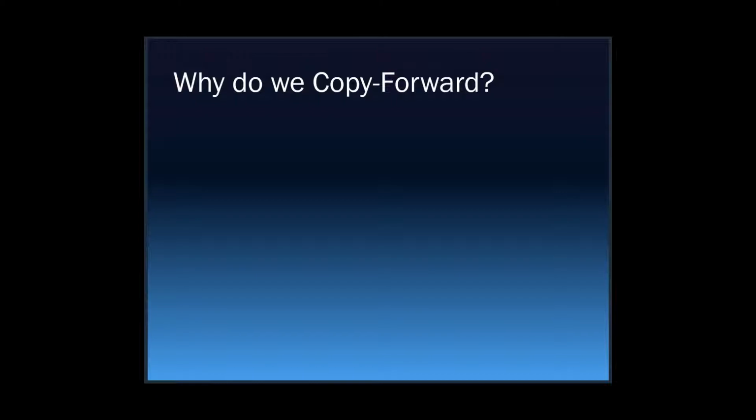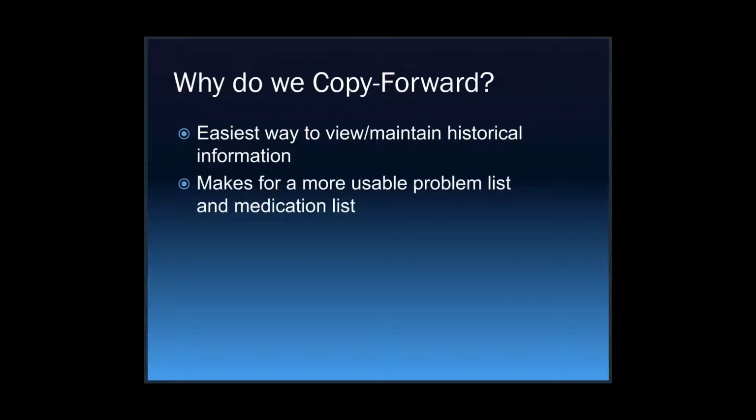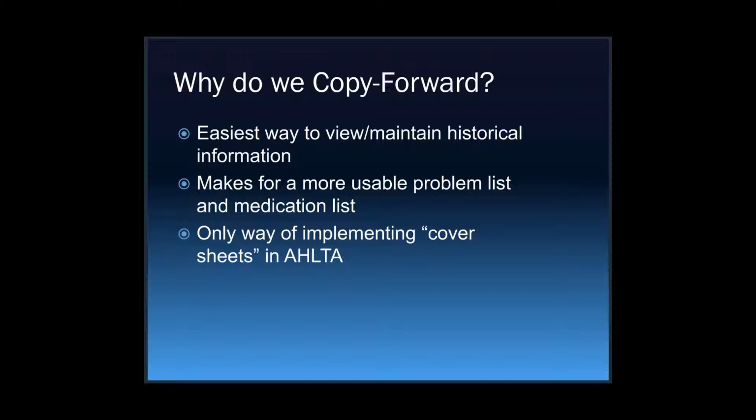Now, why do we copy forward information? Well, there's a couple of different reasons. First off, it's the easiest way that we have of viewing and maintaining this historical information about the patient. We can update and edit some of this information in the patient's problem list, but that's never been very easy or time efficient to maintain, which is why we started maintaining our own lists of these on the TSWF AIM forms. Also, for some things like the problem list and the medication list, it's just a much more usable way of maintaining those. And then for items like those chronic care plans, it's really the only way we have of implementing these kind of cover sheets or flowcharts within Alta.